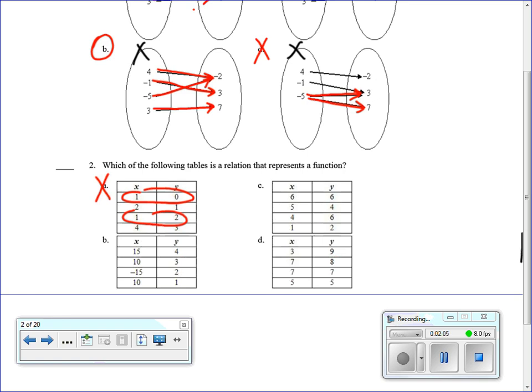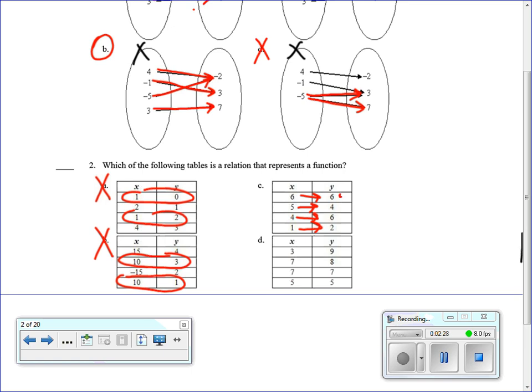Looking at B, the same thing is true. We see that 10 is going to 2 y values. It's going to 3, and it's going to 1. So that is not a function. When we get to C, we can see that 6, 5, 4, and 1 are all appearing only once, and none of them are repeating. So this would be a function.